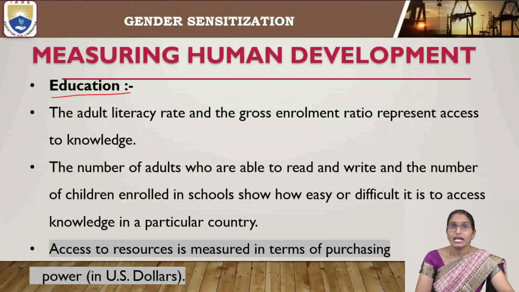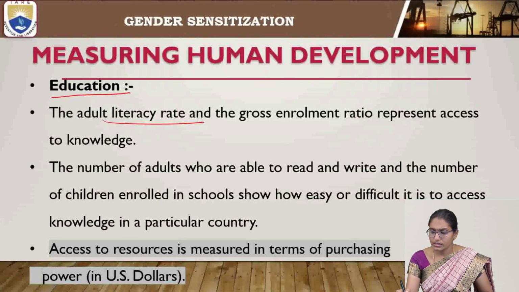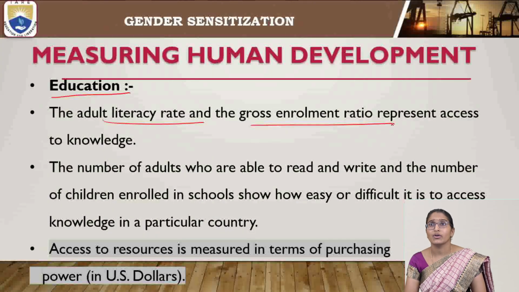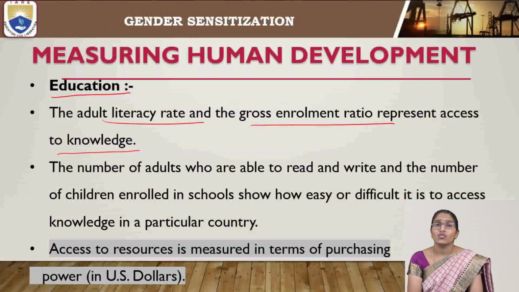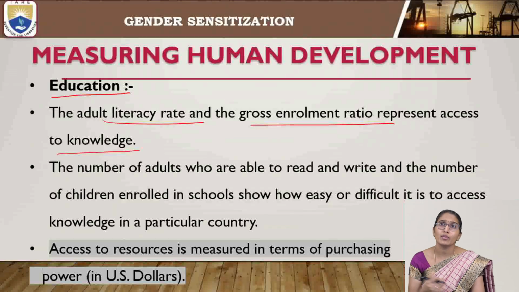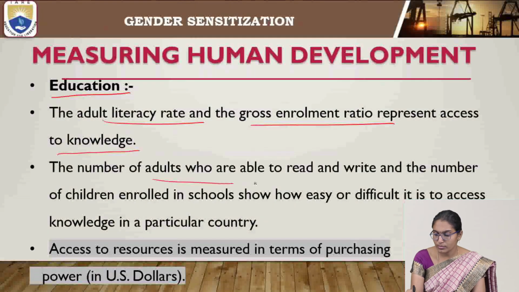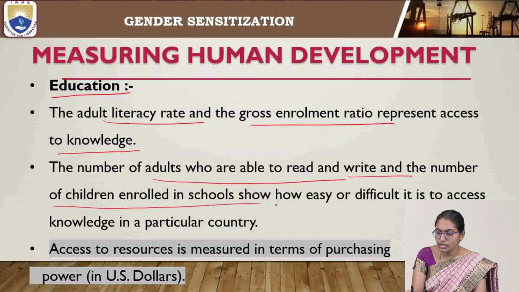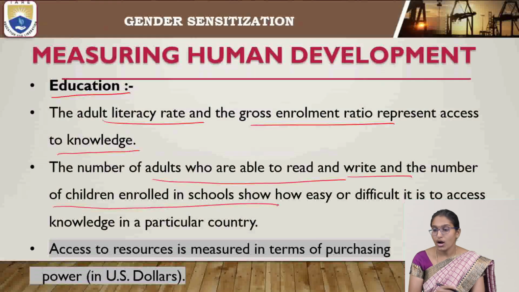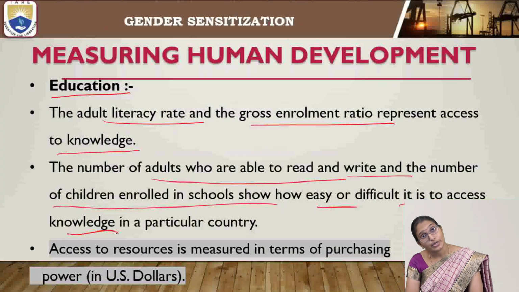So it gives an idea about the adult literacy rate and the gross enrollment ratio that represents the access to the knowledge. So how many are getting educated and what is the enrollment ratio? So how many people are getting enrolled for the education? So the number of adults who are able to read and write and the number of children who enroll in the schools show how easy or difficult it is to access the knowledge in a particular country.